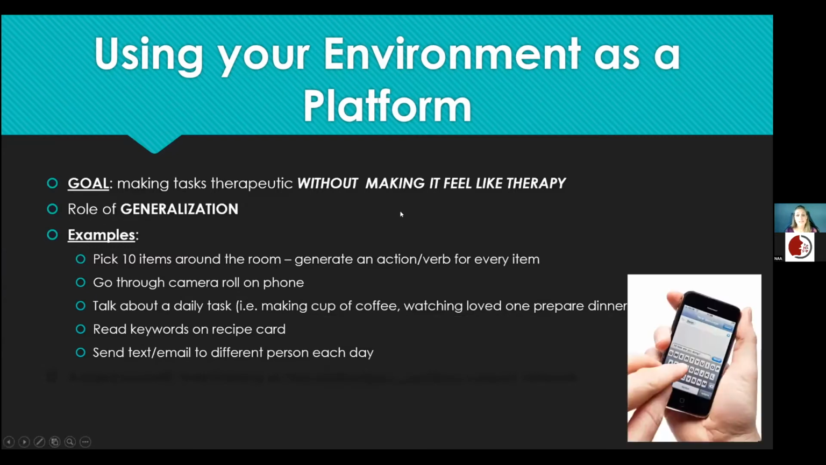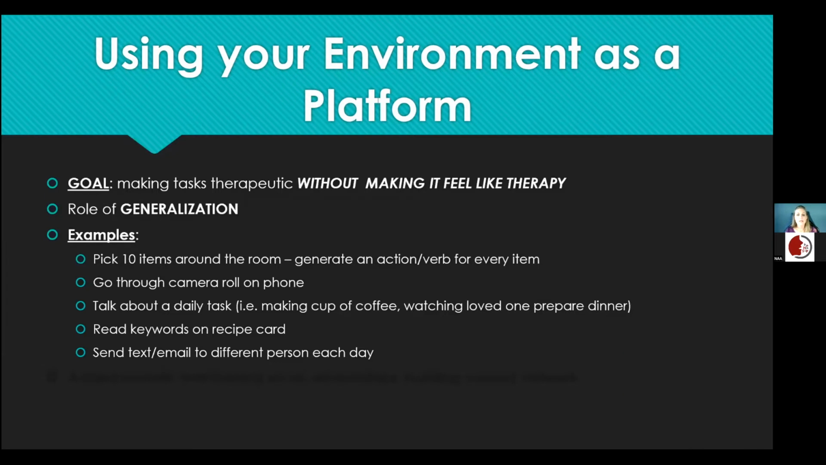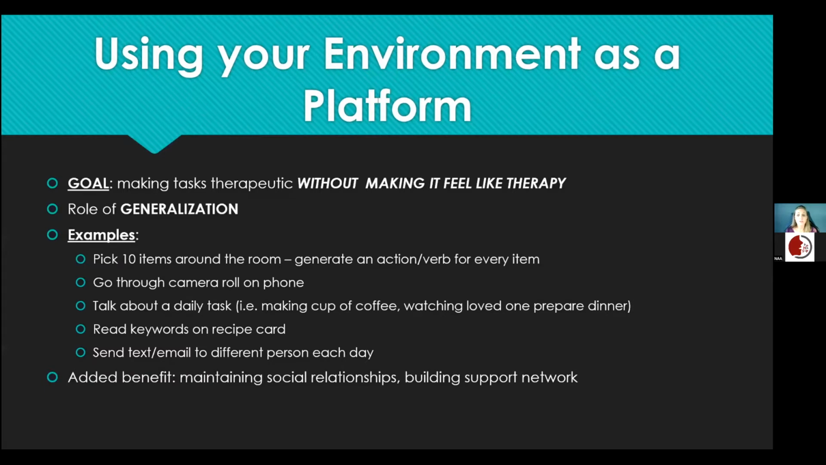Another simple task that you're probably already doing, and maybe you didn't realize that it's therapeutic or didn't consider it to be therapeutic, but it absolutely is, sending texts or sending emails. Do it with a different person each day, just again, to get that variety. And by doing this, you're not only practicing your written communication skills, but you're also maintaining those social relationships that are so important, and you're continuing to build your support network. So those are just a couple ideas.